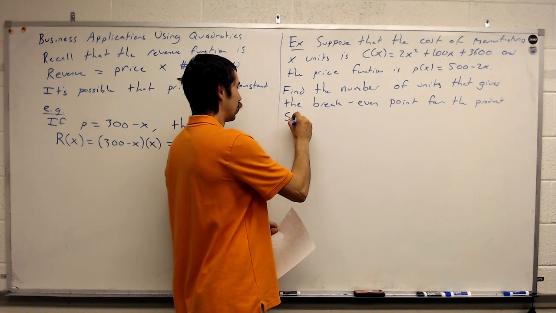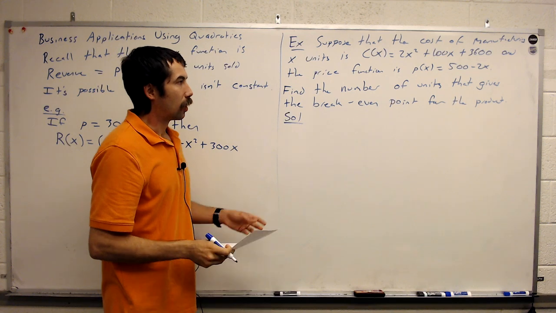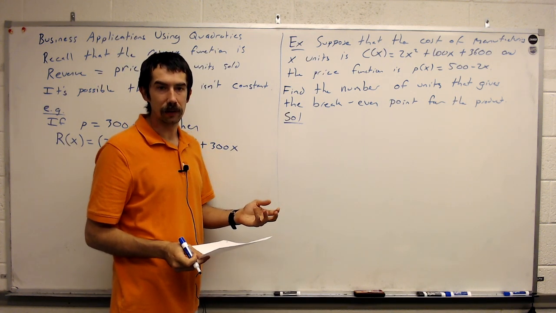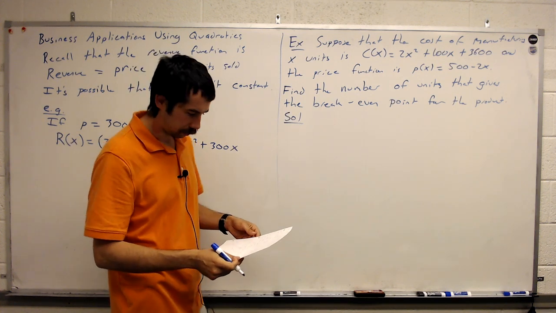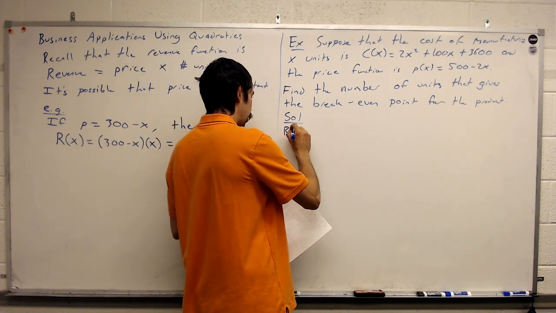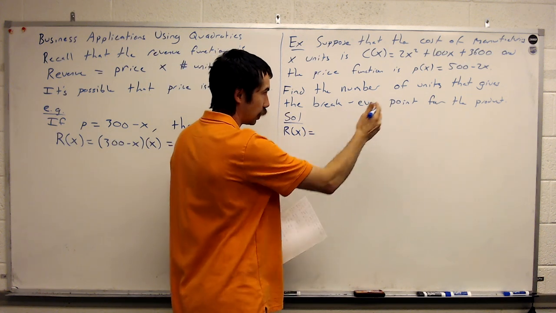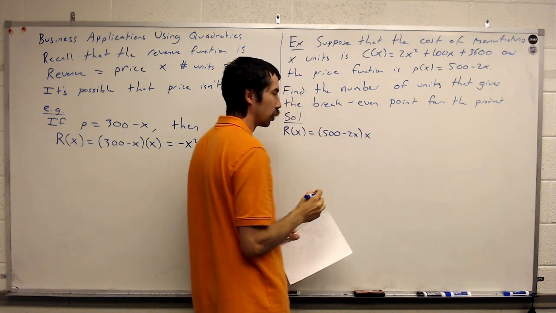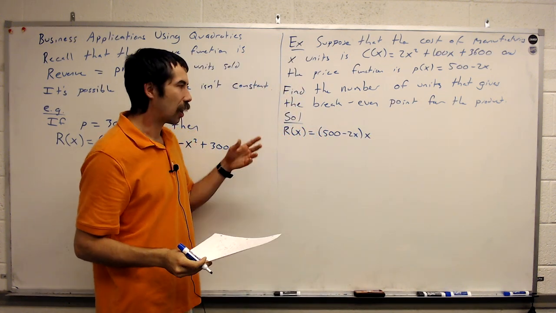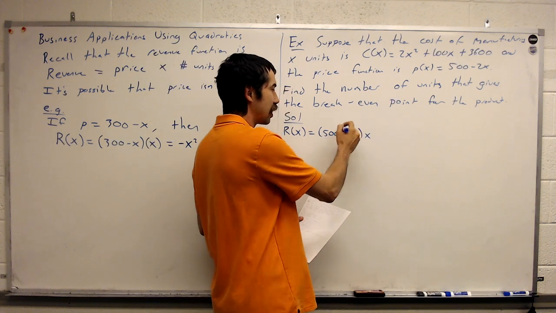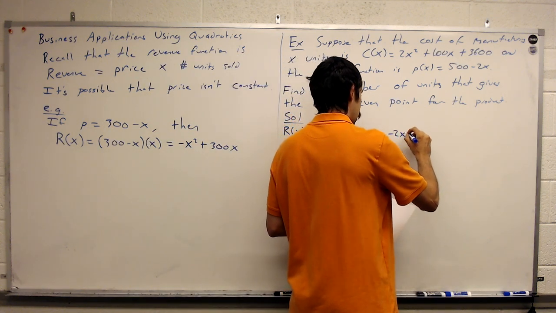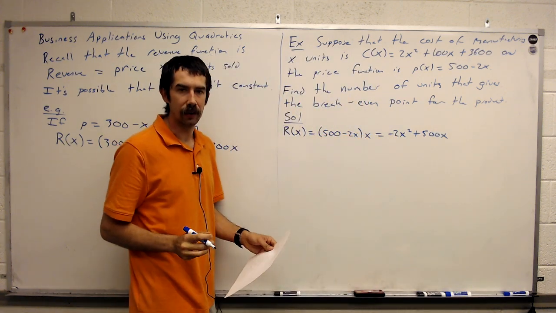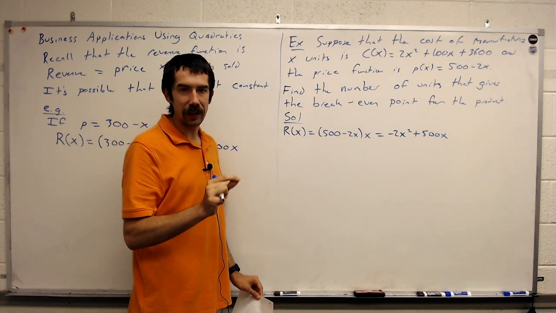Okay, so welcome back. The break-even point is when our cost is equal to our revenues. We need our revenue function. Our revenue function is our price function times the number of units sold, which is x. Distributing this x, our revenue function is negative 2x squared plus 500x. We want to find when our revenue function is equal to our cost function.